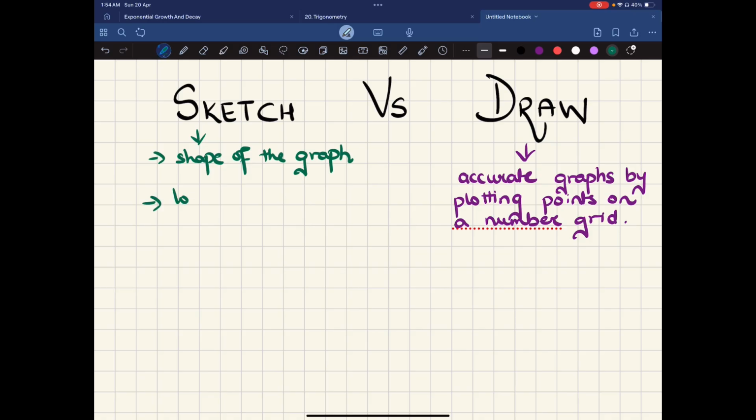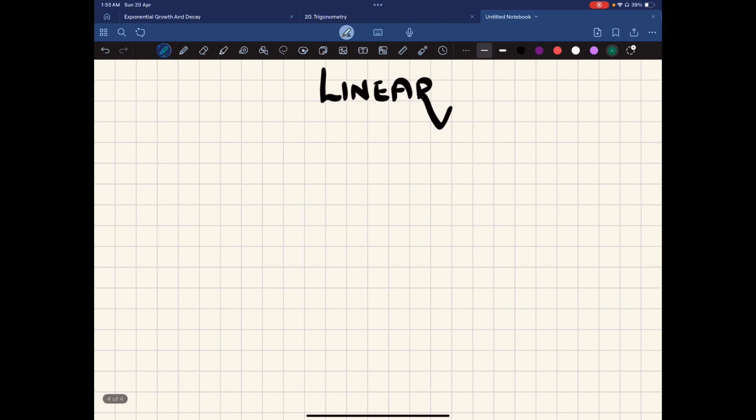Okay? Location with reference. That's it. Okay? So in case of drawing, the graph needs to be absolutely accurate, while for sketching, just the basic shape and where it intersects the x's should be sufficient. Okay? Now let's begin with the most simple kind of function, linear function.